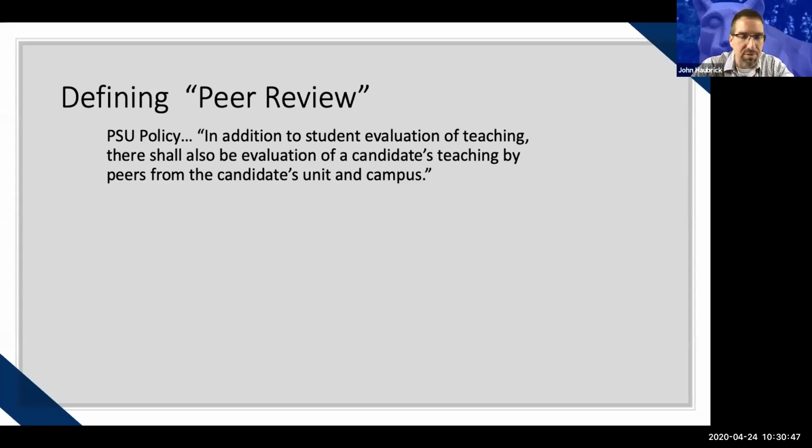So this peer review process really allows instructors to get into other people's courses and see what they're doing. It also allows us to share the good things that we're doing, so these become best practices and are adopted by others.